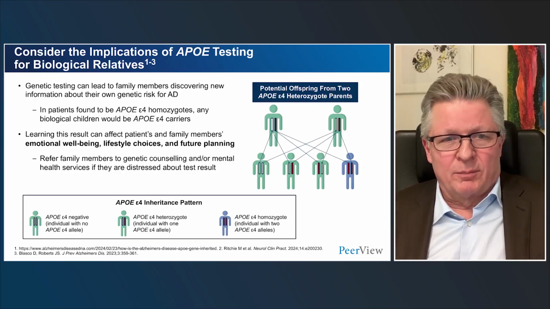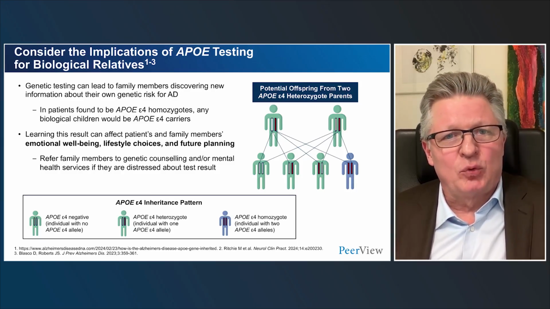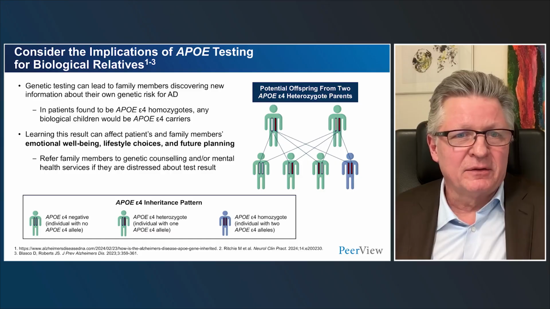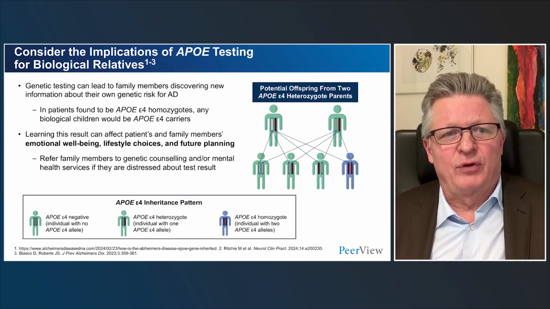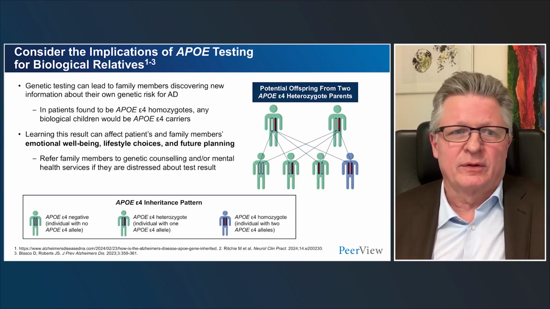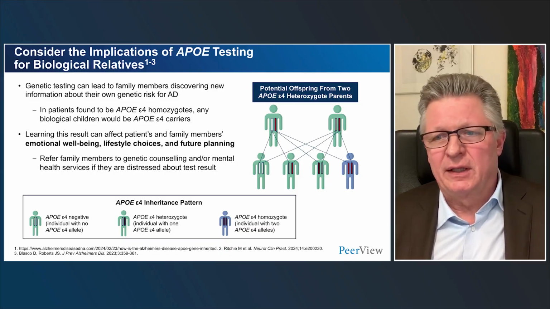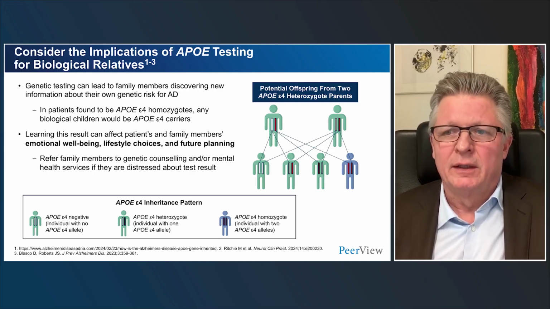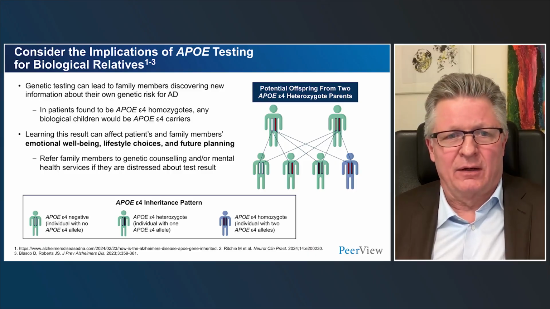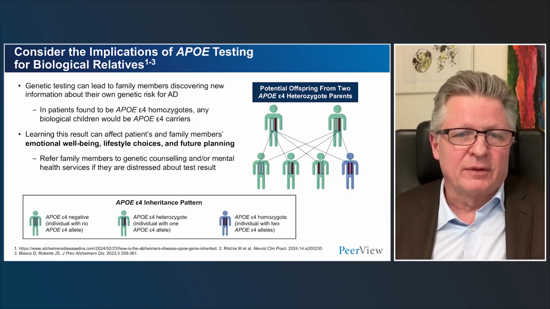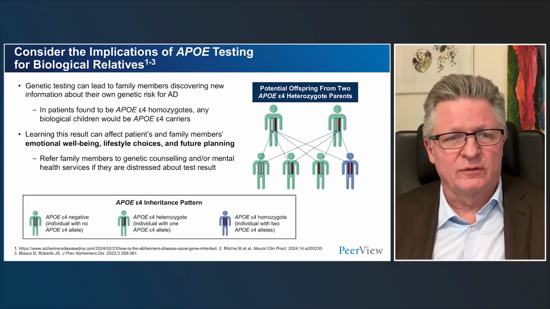Okay, now we touched upon this a little bit, but we want to stress it a little more. Consider implications of APOE testing for biological relatives. Genetic testing can lead to family members discovering new information about their own genetic risk. For example, in patients found to be APOE4 homozygotes, it is very clear that the children will have at least one APOE4 allele, and this can affect the relatives, the children and siblings, maybe affecting emotional well-being, life choices, and future planning.